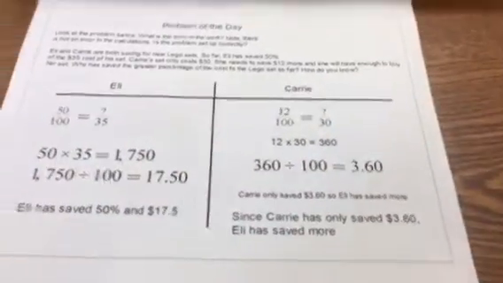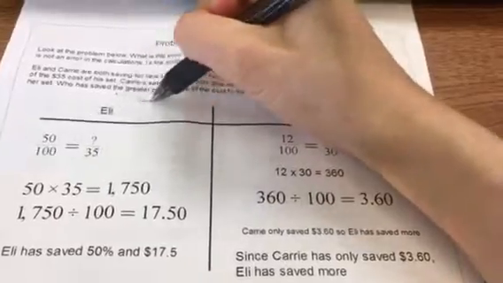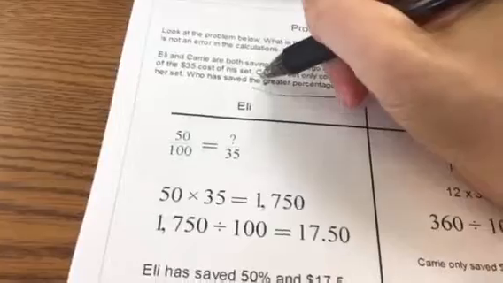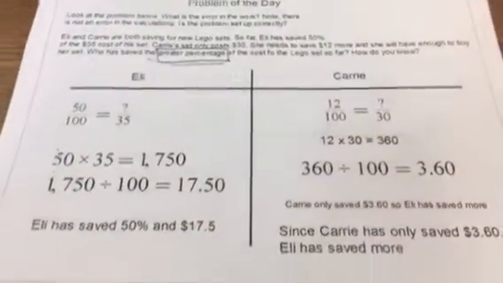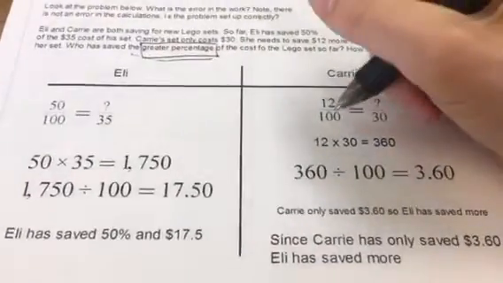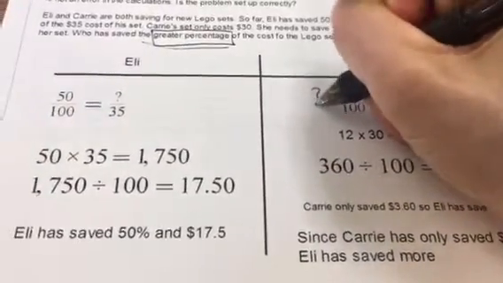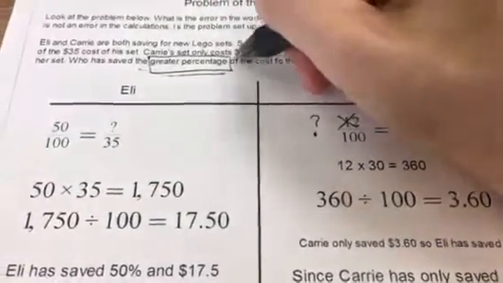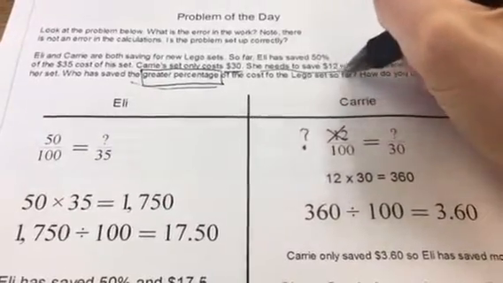But here's the problem with this. Notice that the problem says, who has saved the greater percentage? Sorry, my line's so crooked there. I'm looking at it through the phone. Greater percentage. So if we're trying to find the greater percentage, then that means that we actually don't know what Carrie's percentage is, which means that this should be a question mark.